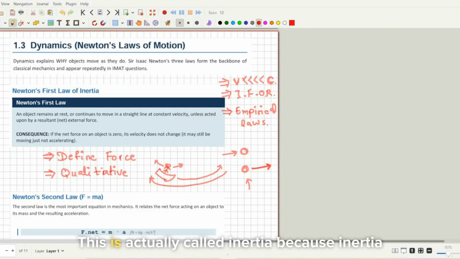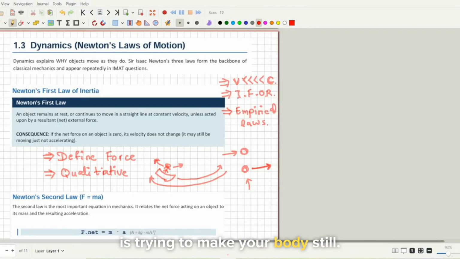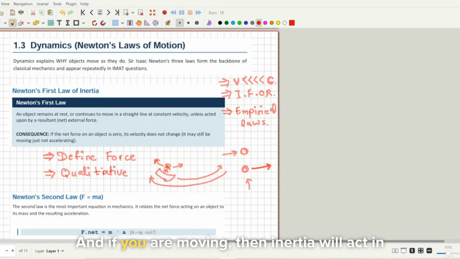Why is that? This is actually called inertia, because inertia is trying to make your body still. For example, if you are moving, inertia will say that you should keep moving, and if you are at rest, then inertia wants you to remain at rest. So inertia actually hates any kind of change in motion. If you are at rest, inertia will act so that you don't start moving, and if you are moving, inertia will act so that you keep moving, even if there is a force that acts on you.